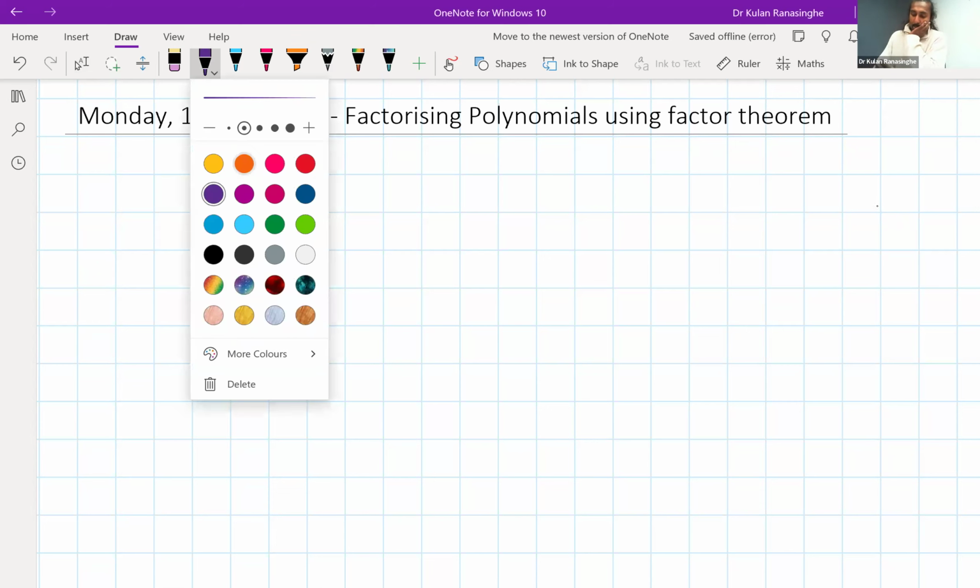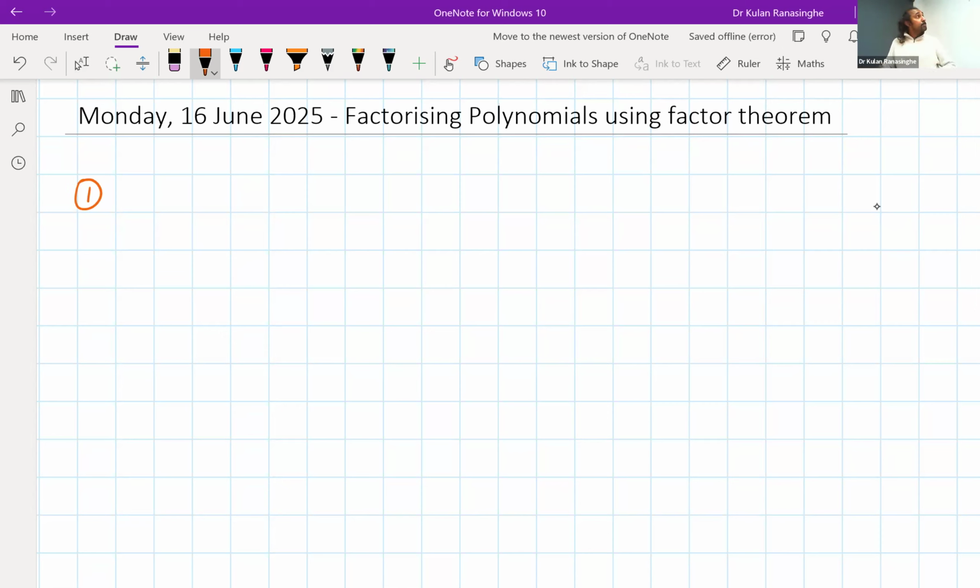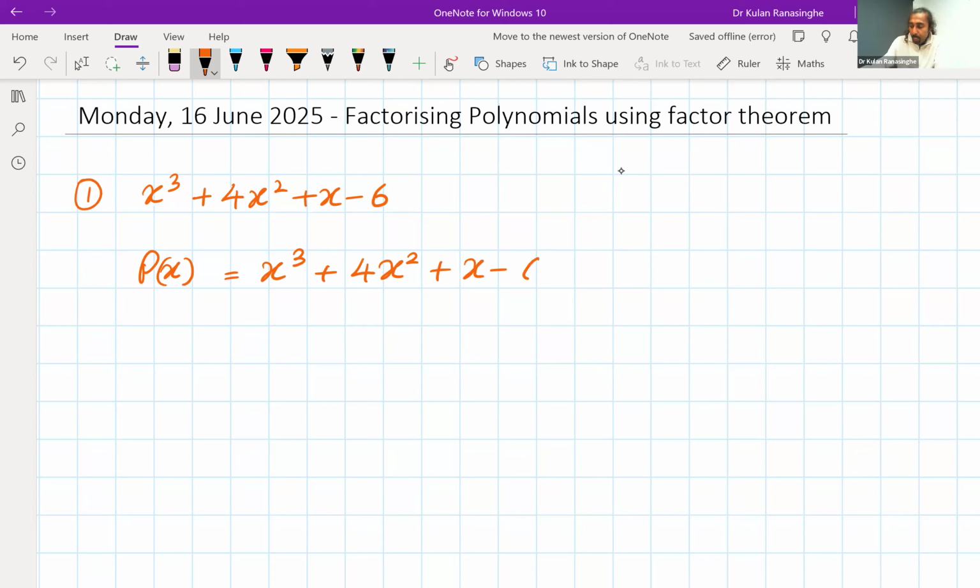So I'm going to give you our very first example, number 1. We're going to go x cubed plus 4x squared plus x minus 6. So we need to factorize this. That's our plan. I'm going to run through this one as a start, and then you will do exactly the same as we move on. This is my P(x): x cubed plus 4x squared plus x minus 6.